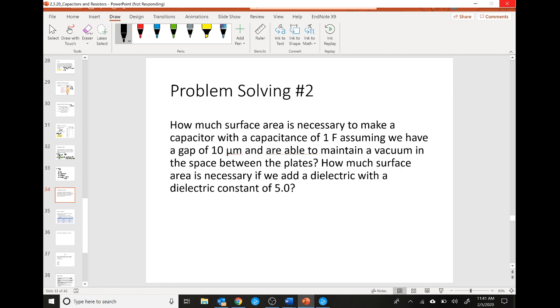Okay, next problem is how much surface area is necessary in order to make a capacitor with a capacitance of 1 farad, assuming we have a gap of 10 micrometers and that we are able to maintain a vacuum in the space between the plates. Then the follow-up is how much surface area is necessary if we add a dielectric.